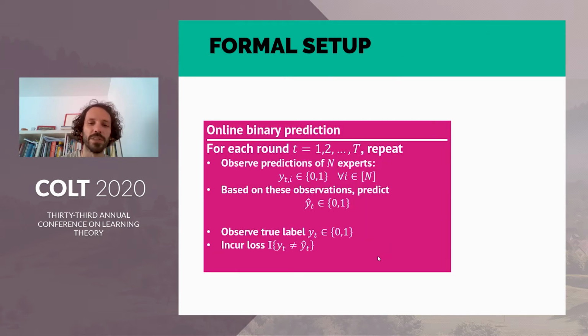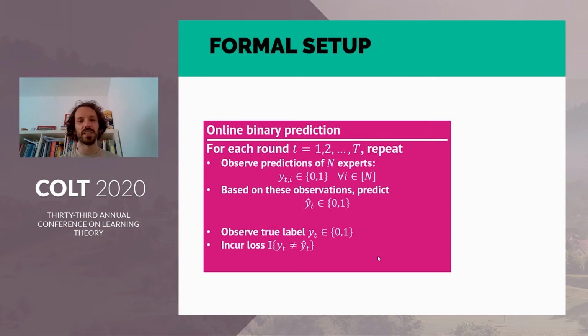But of course, we are here to study the theoretical framework. As the foundation of our theoretical framework, we use the classic setting of online binary prediction with expert advice that we all know and love. In this setting, we have to make a sequence of 0-1 valued predictions in a sequence of rounds t that goes from 1 to capital T. In each round, the learner observes the predictions of N experts. These predictions are 0-1 valued and are denoted as y_{t,i} for i going from 1 to capital N.